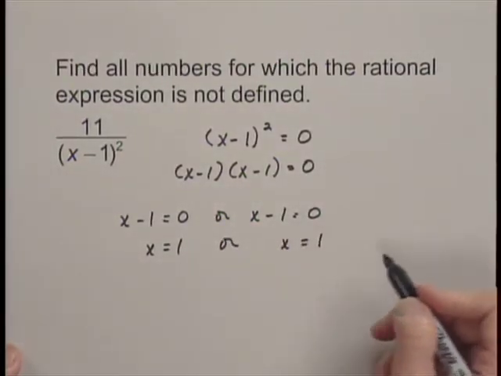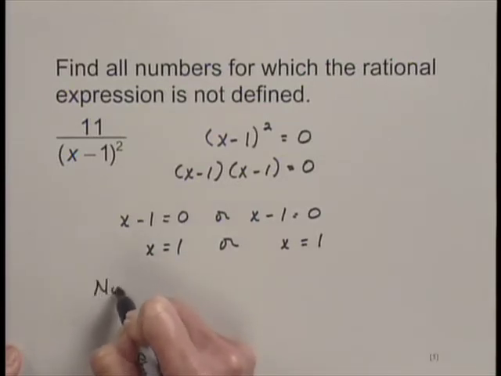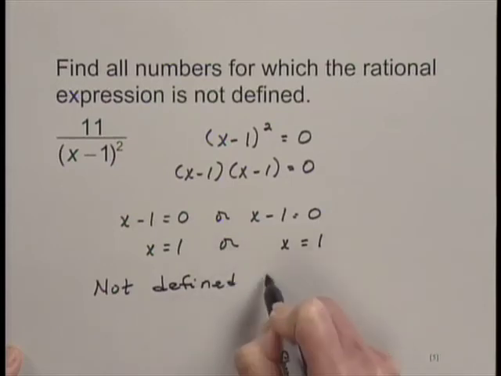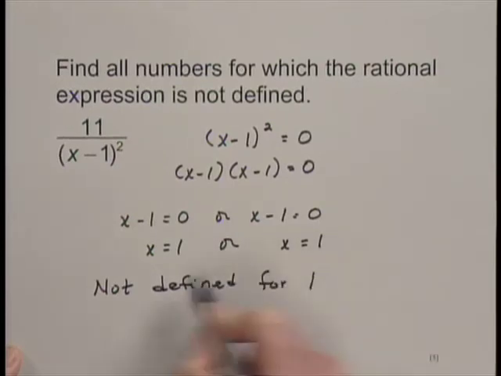So this tells me that there's exactly one value for which the expression is not defined. And the number for which it's not defined is this number that we found, the number 1.